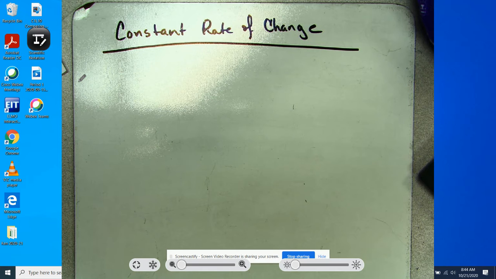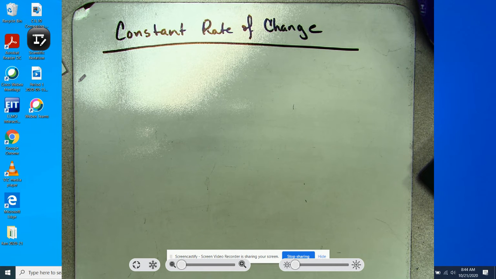Usually constant rate of change is telling you a story. It's telling you the change in one thing over the change in another. The change in price over the change in volume, the change in speed over time. Again, change, it tells a story about change. So you're going to be looking at constant rates of change. This is also known as the slope.